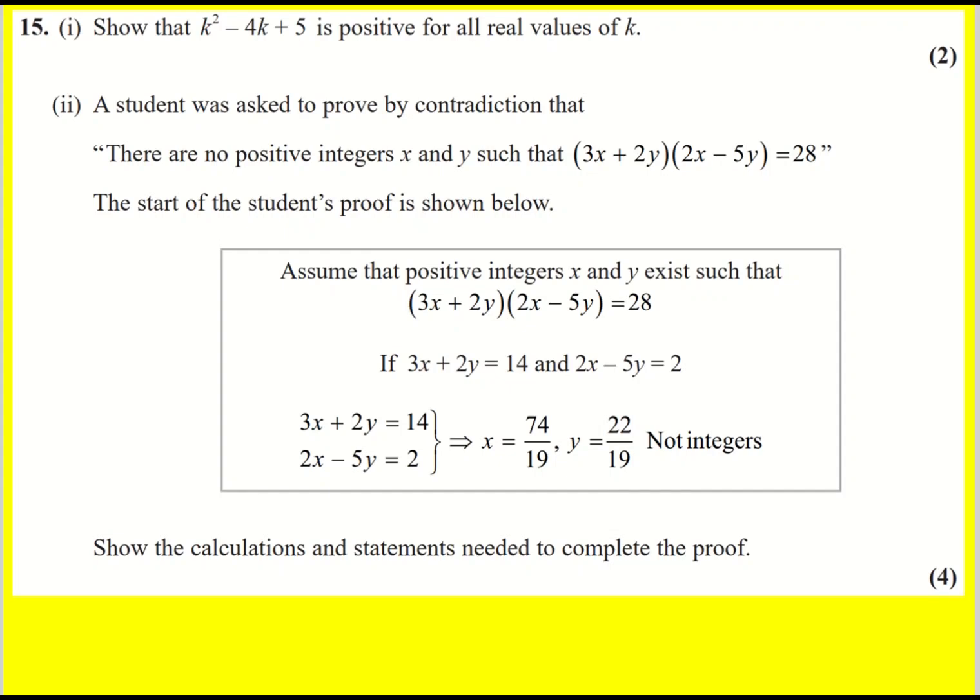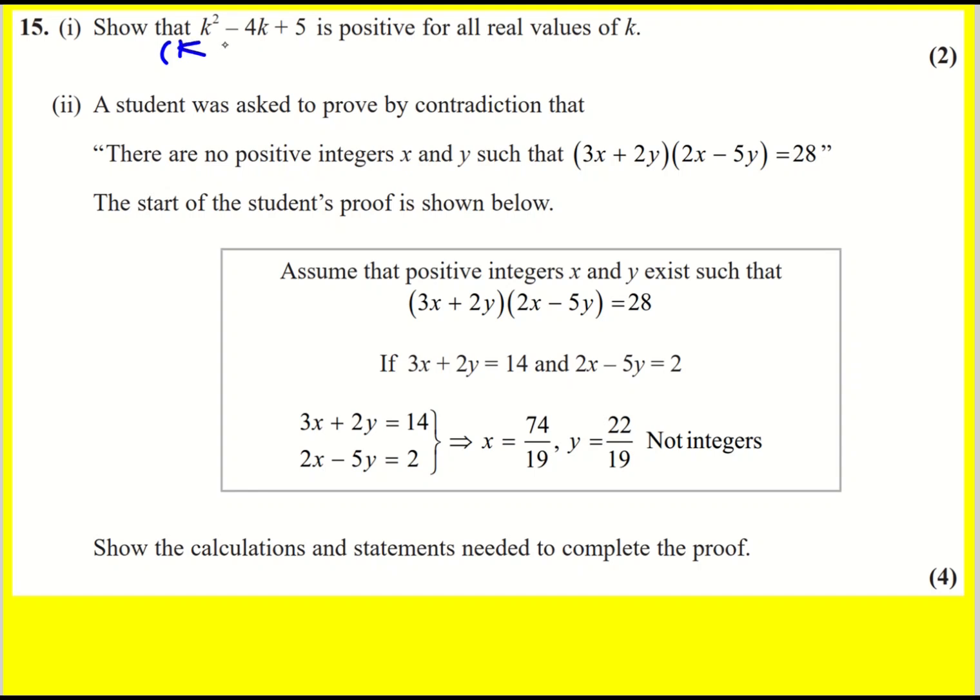Show that k squared minus 4k plus 5 is positive for all real values of x. We don't need to look into turning points here. I mean, that is one route you could go, but when you see this sort of thing, it's all about completing the square. That is a really efficient way of finding the maximum and the minimum.